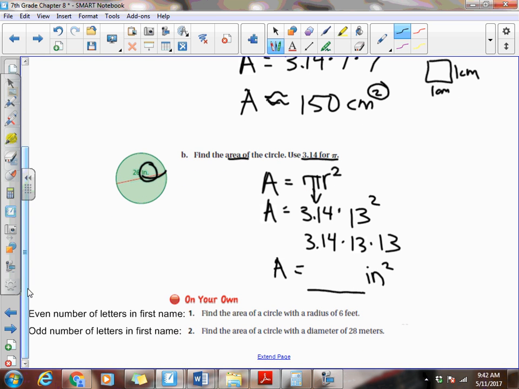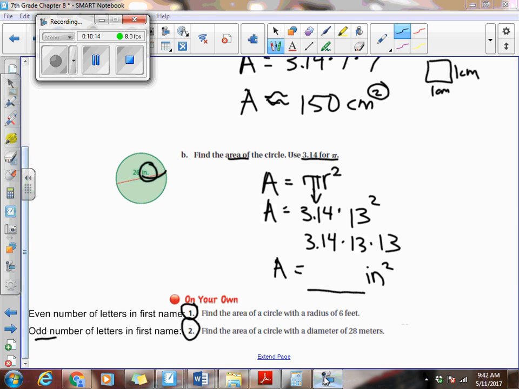The last thing I need you to do before you get your practice work from me is do an area problem, and you're going to use the number of letters in your first name. So if you have 5 letters in your first name, you are going to do number 2. If you have 4 letters in your first name, for example, you will do number 1. When you have this problem as well as the circumference problem from earlier done, you can bring those to me.